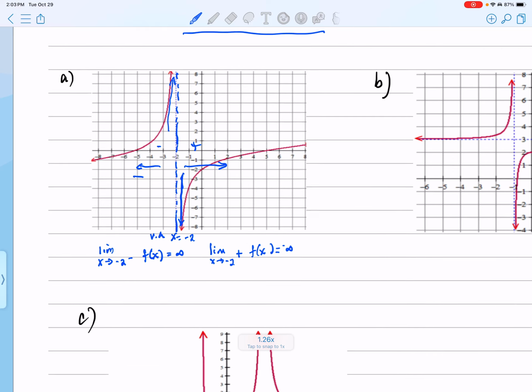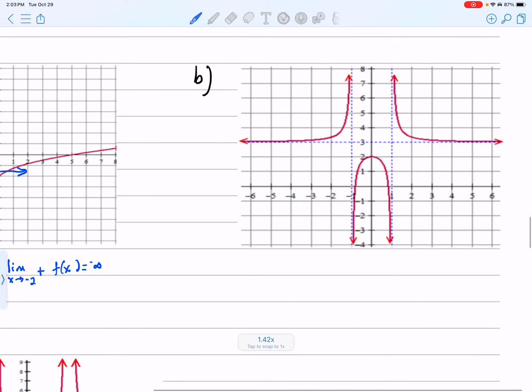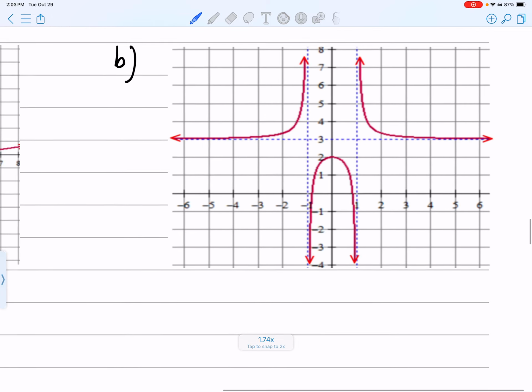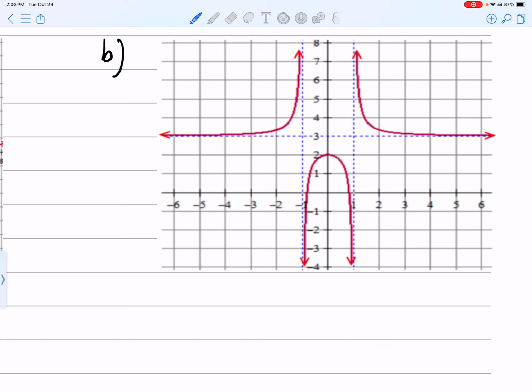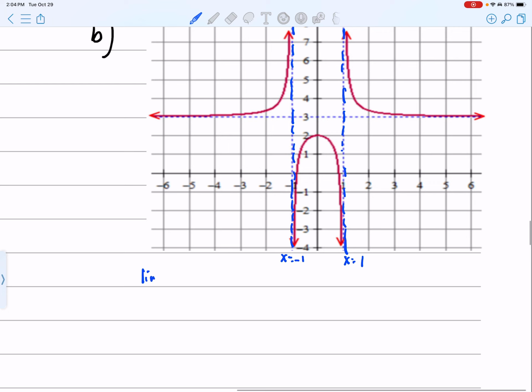Okay, let's look at this graph right here. Let's find first the vertical asymptote. This is x equals negative 1. Let me start with this because there are two. One is right here at x equals 1. So I'm going to start with writing down the limit notation. Limit as x approaches negative 1.